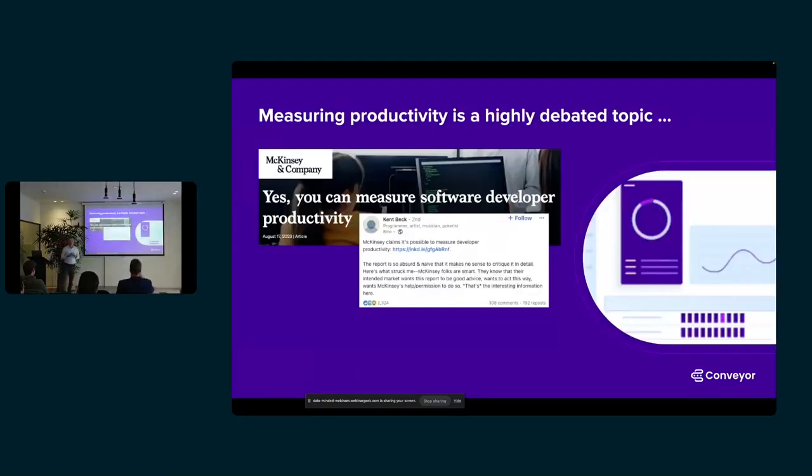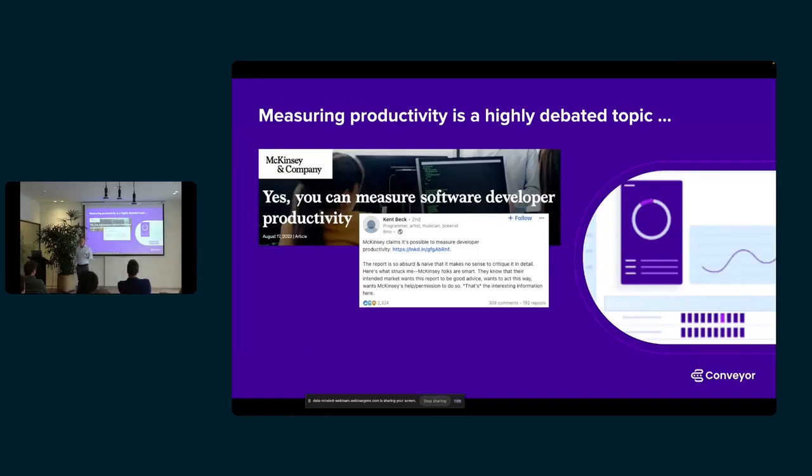So how do you actually measure developer productivity? I think that's a highly debated topic. Last year, McKinsey published this paper: yes, you can measure software developer productivity. Who knows what happened? Who saw this article? Oh, at least one person, two people saw this article.